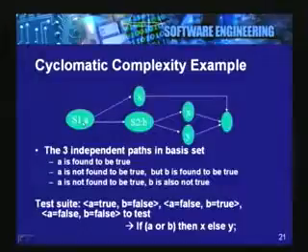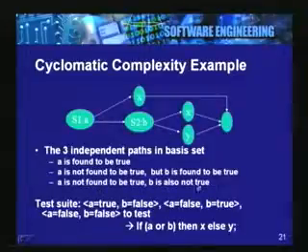So how do you generate these paths? You have to select the values such that these paths get covered. You have to select appropriate values of A and B. The next slide tells you what these values are. If we look at this example again, the 3 independent paths are as follows: A is found to be true; then A is not true but B is true; and A is not true and B is also not true.